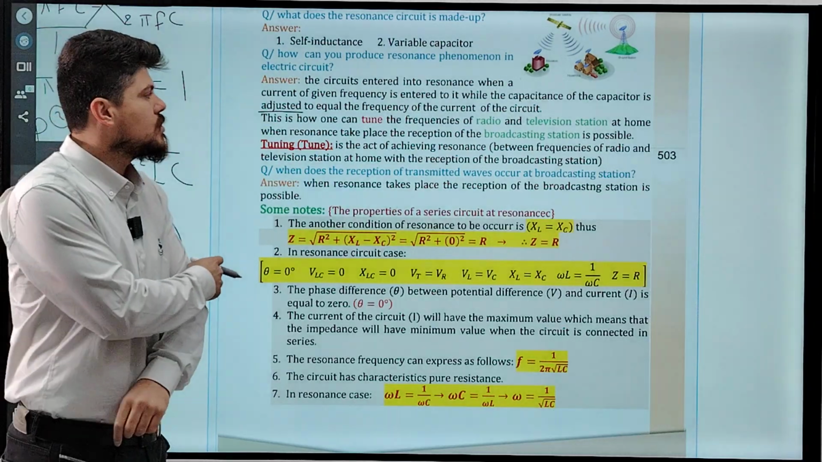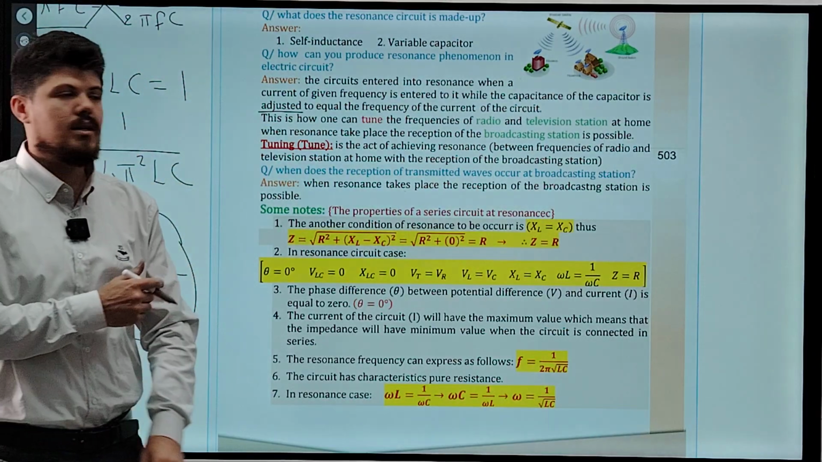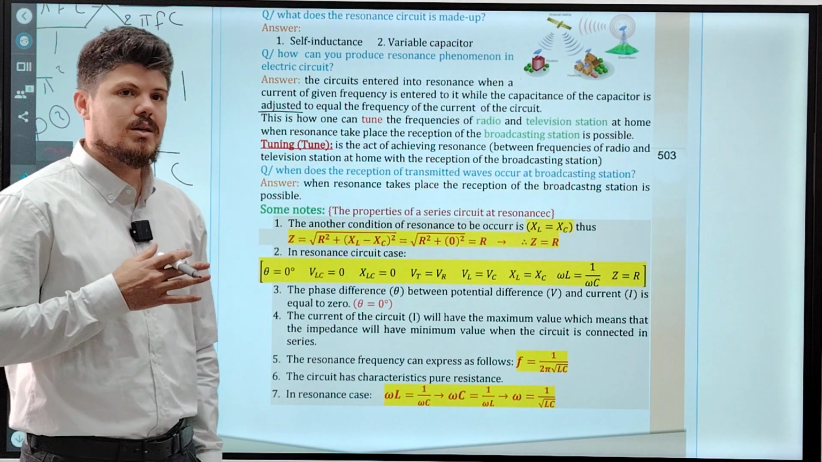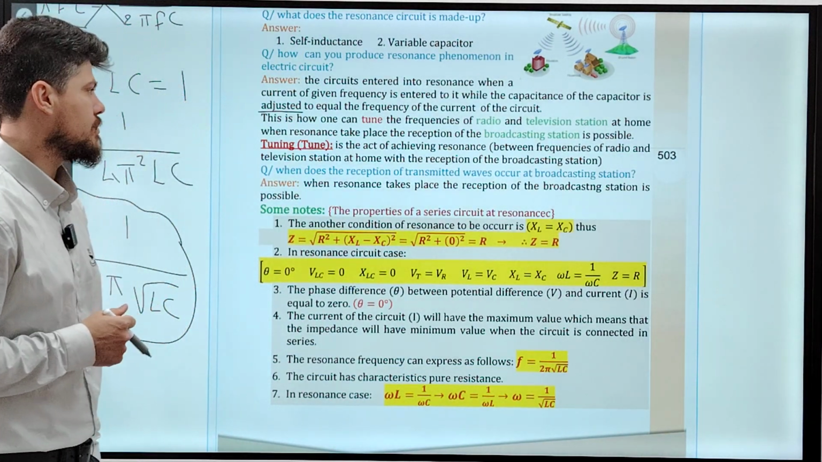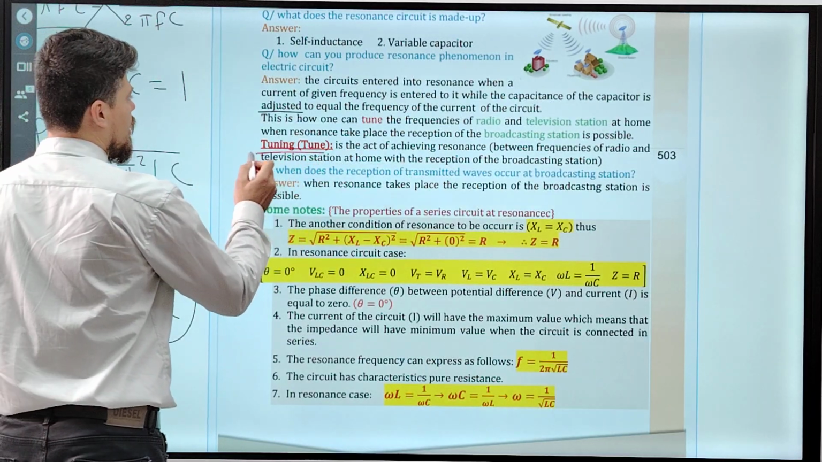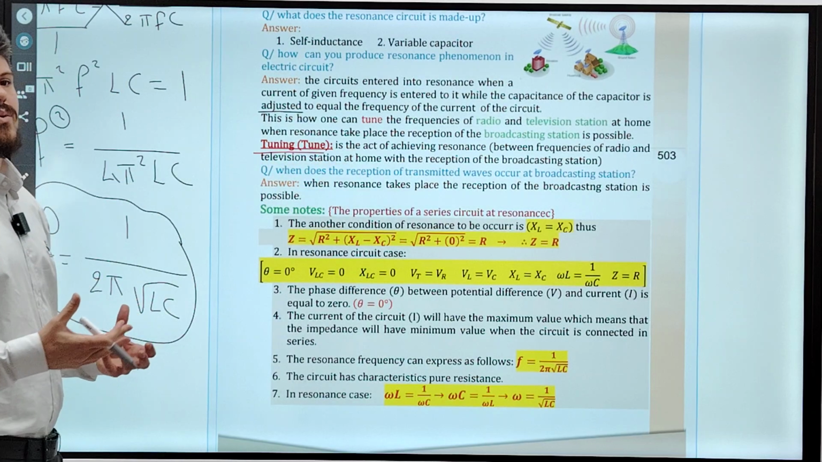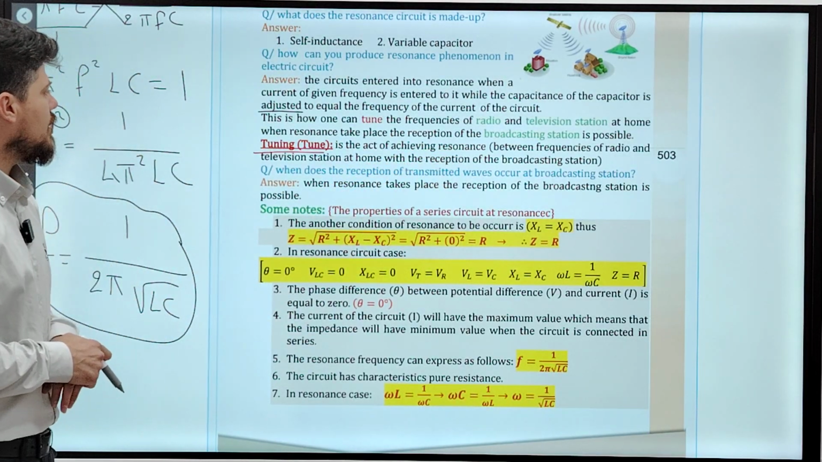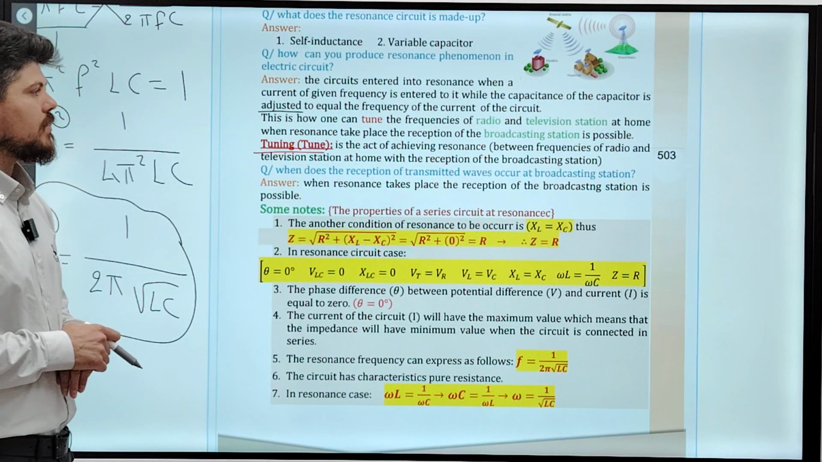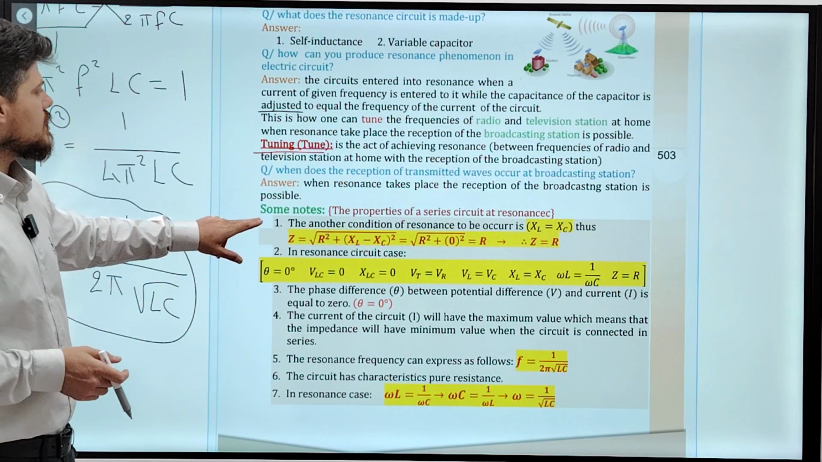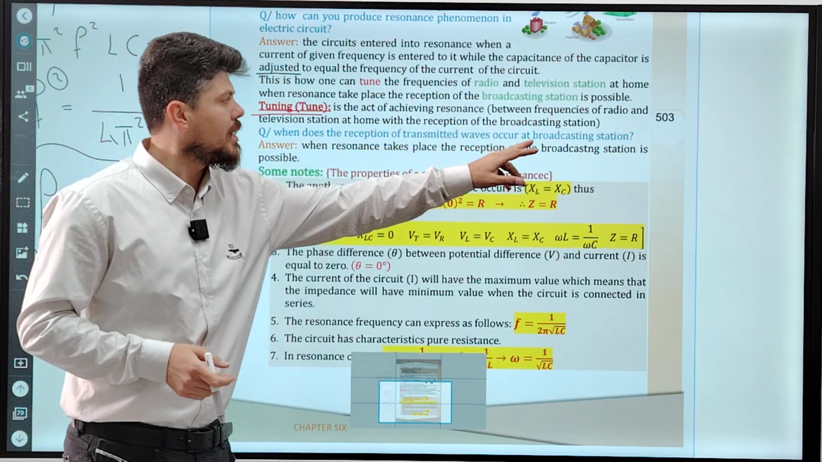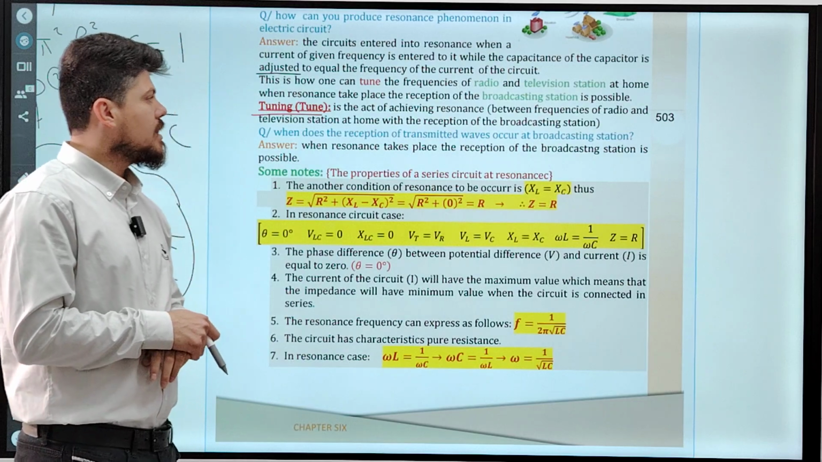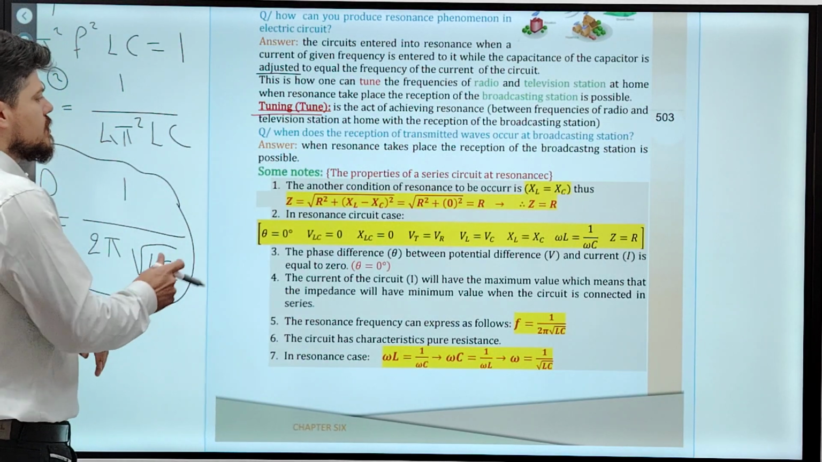This is how one can tune the frequency of radio and television stations at home. When the resonance takes place, the reception of the broadcast station is possible. What is tuning? It is the act of achieving resonance between the frequency of the radio and television station at home and the broadcasting station. When does the reception of the transmitted waves occur? When the resonance takes place, and the reception of the broadcasting station is possible.